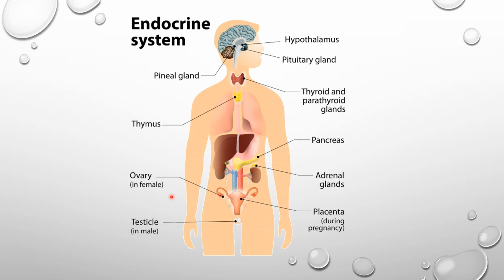And the ovary is a gland which is located in the female. And next to that is the placenta, which helps during pregnancy. And next is the testicles, which are present in males.